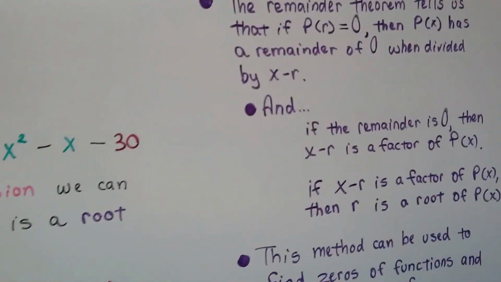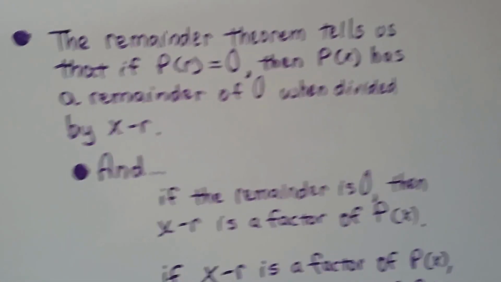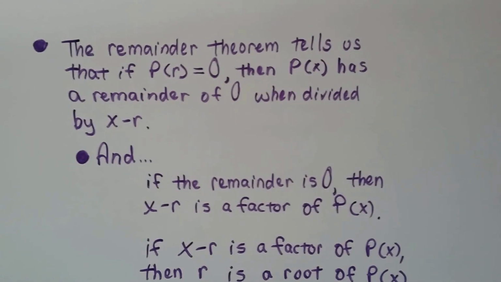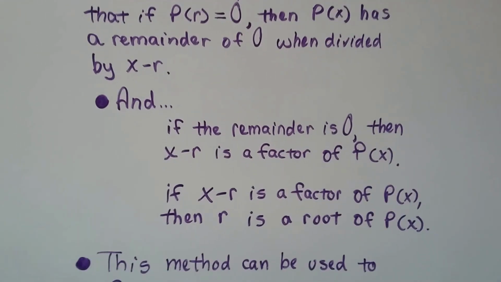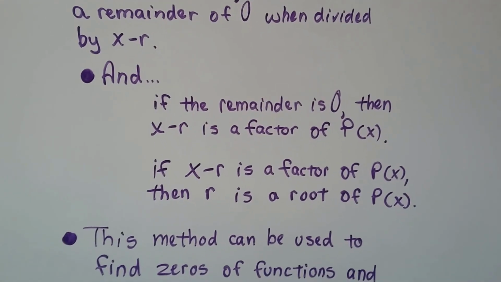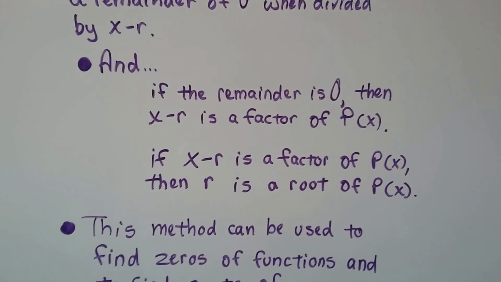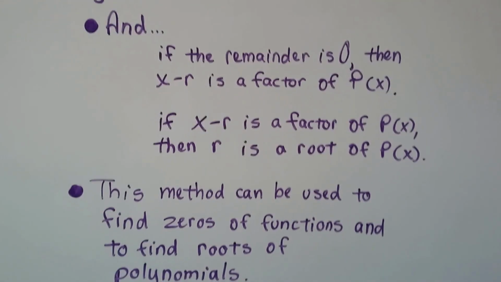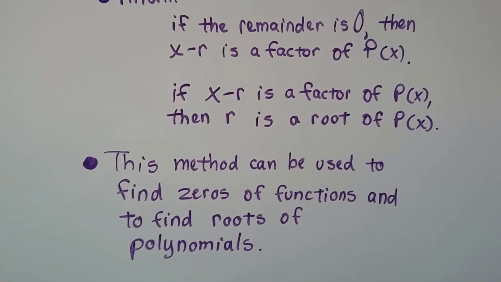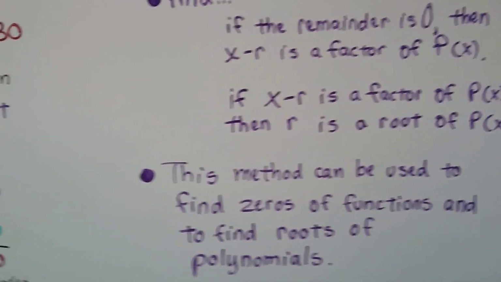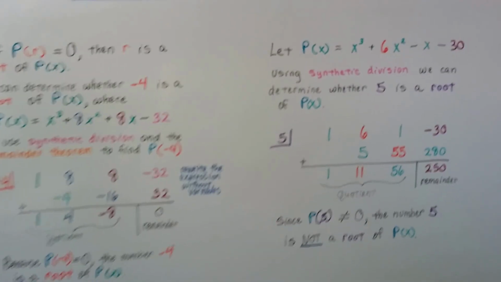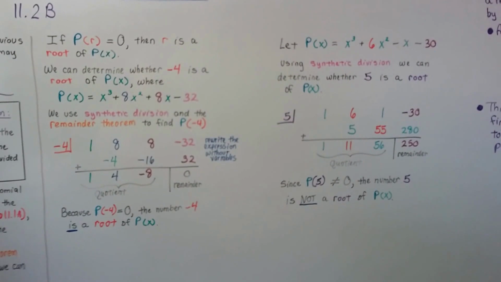Okay? So the remainder theorem tells us that if p of r equals 0, then p of x has a remainder of 0 when divided by x minus r. And if the remainder is 0, then x minus r is a factor of p of x. And if x minus r is a factor of p of x, then r is a root of p of x. So this method can be used to find zeros of functions and to find roots of polynomials. All right? If you're really confused, you really need to watch those previous videos. All right?